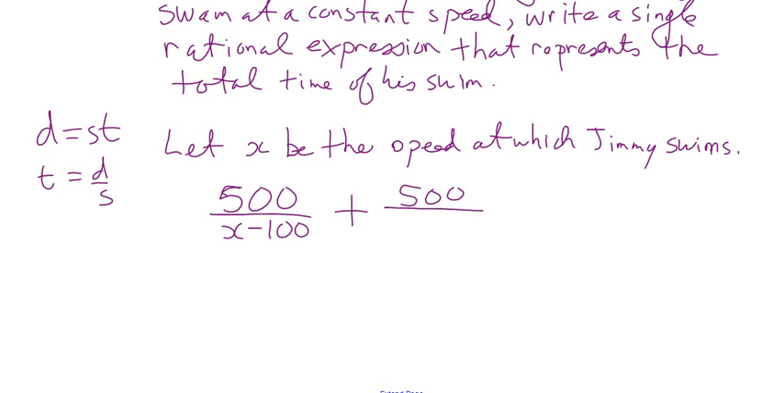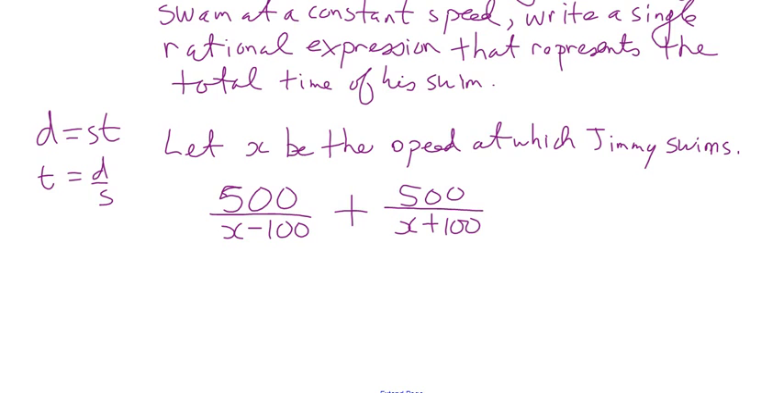X plus 100, right? So that's our expression for the total amount of time that Jimmy is spending. Now, if we wanted to solve this, we would need to know what the total amount of time was, and we could solve for X. That's tomorrow. What we're doing today is just simplifying this expression, right?